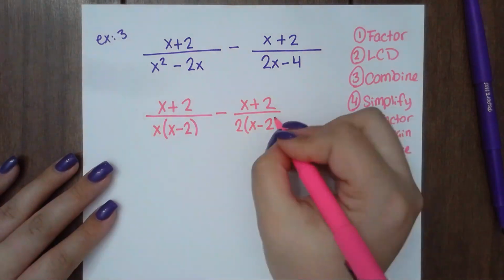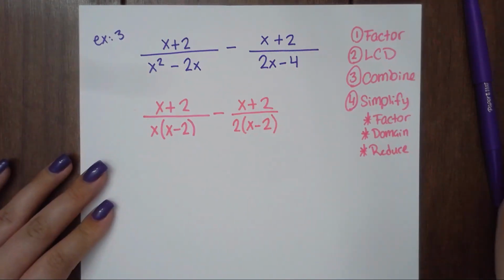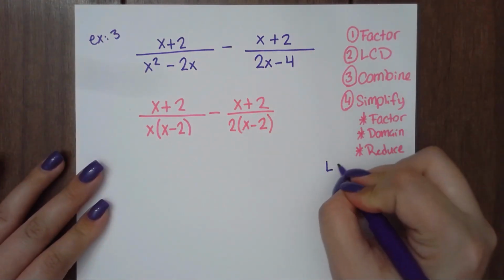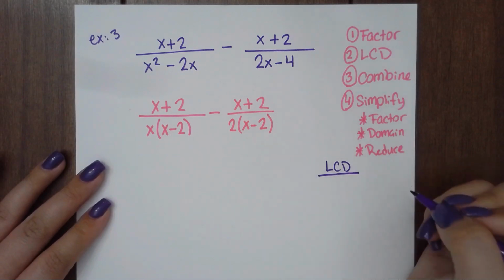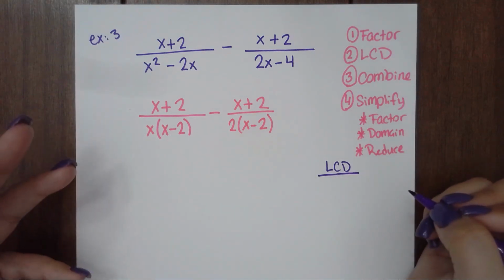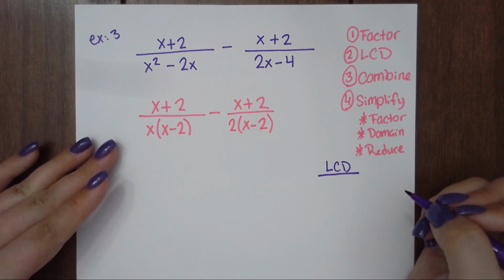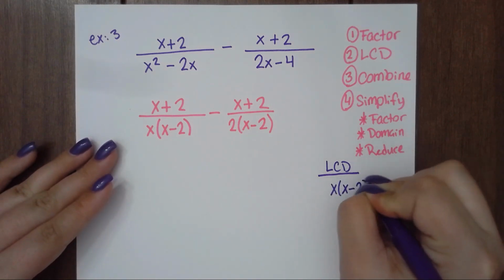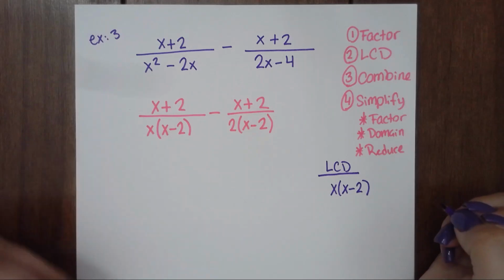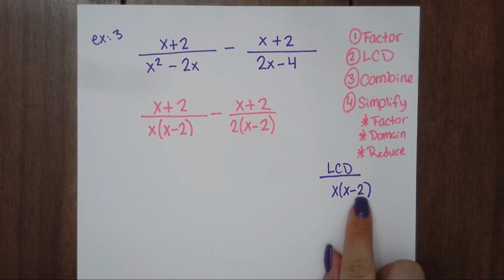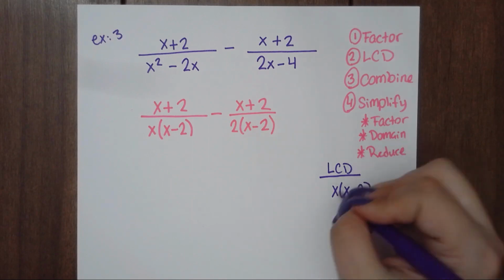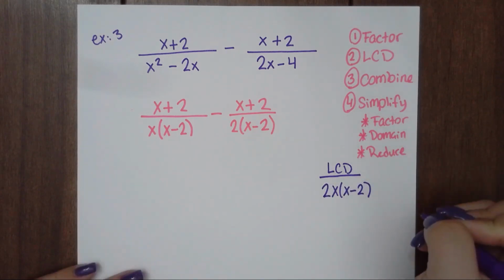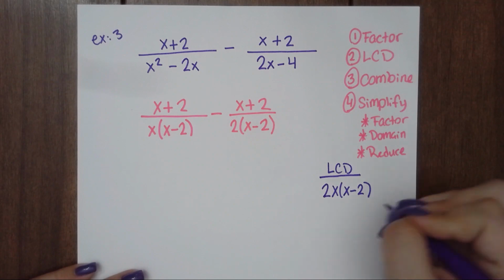Now my LCD. Remember to set your LCD. You want to take one factor or factors from every denominator. So in the first one, I have x and x minus 2. I'm going to list each of them, x and x minus 2. In the second fraction, I have just a 2 and an x minus 2. Well, the x minus 2 is already listed, so we're going to just list the 2. So I want to multiply everything by 2x and x minus 2.